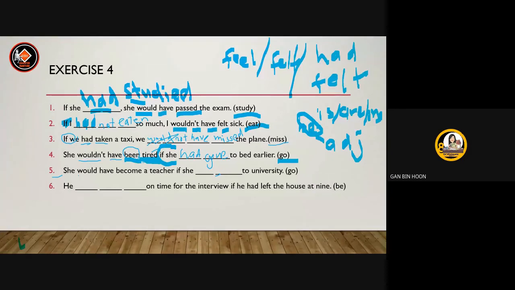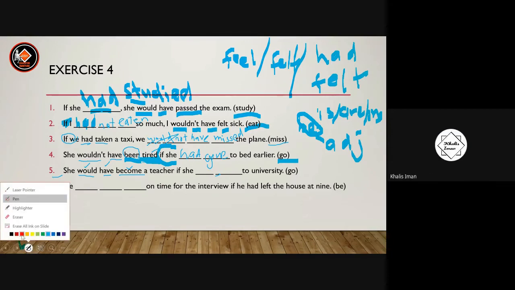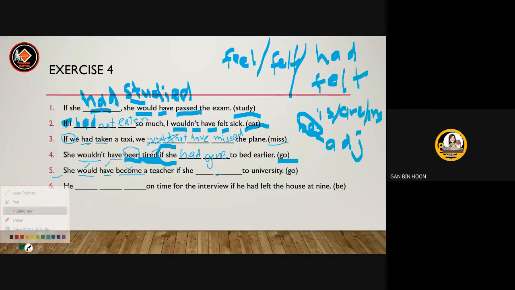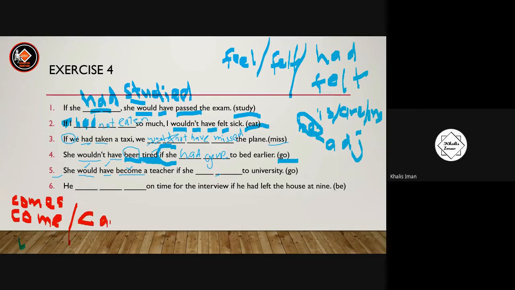Okay, the next one. She would have become. Betul tak teacher? Betul lah. Main clause ada would, ada have, ada perfect tense. Are you listening? Yes. Okay, remember perfect tense. Ada pelajar tak berapa faham, dia tak hafal. Contohnya come. Come adalah present tense. Or comes. Okay, after that, past tense will be came. Am I right? Yeah. Okay.